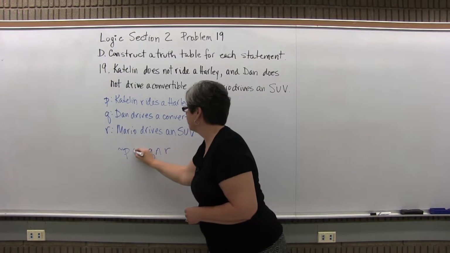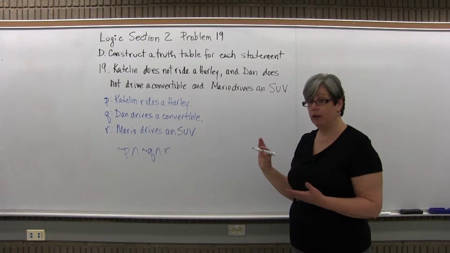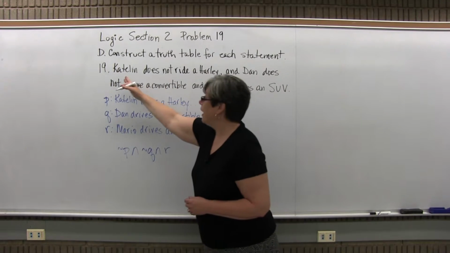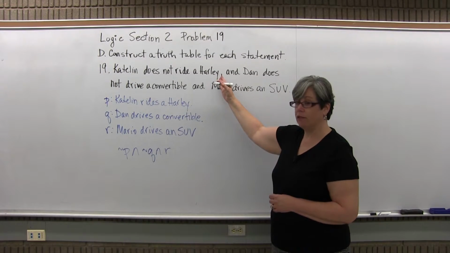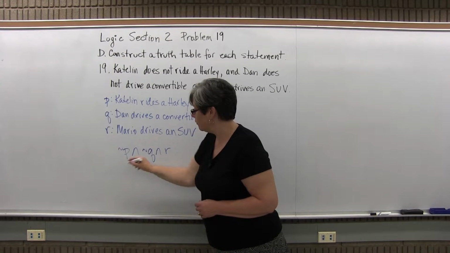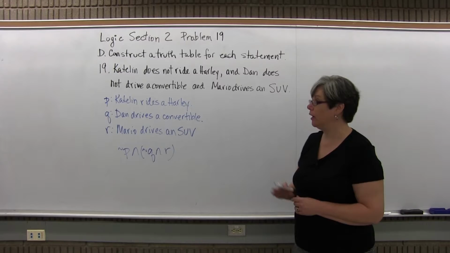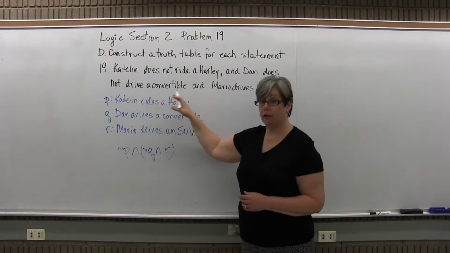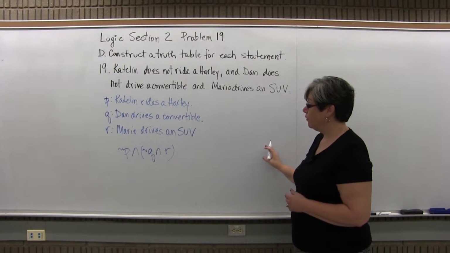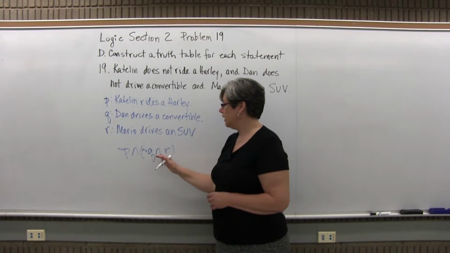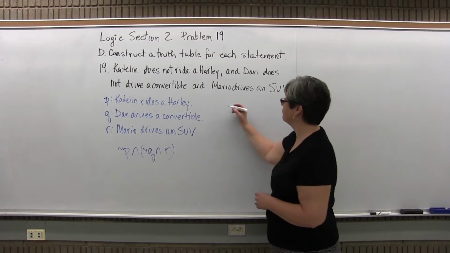another and. So now we need to figure out where the parentheses go by looking for that comma. Before that, Caitlin does not ride a Harley is a simple statement, so that's the negation of P. So our comma needs to separate our last two statements because there's no commas in there. So we're going to do our truth table for the negation of P and, in parentheses, the negation of Q and R.